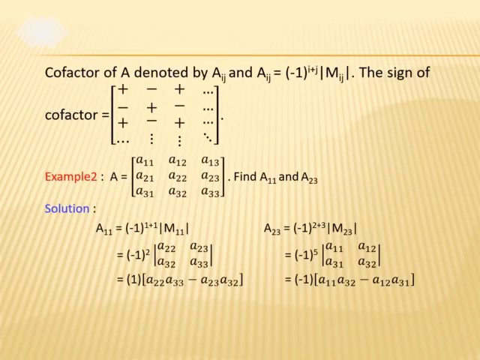Next is cofactor. Cofactor of A denoted by Aij. And Aij, you can find it by this formula. Negative 1 power I plus J Mij. M is the minor. The sign of cofactor, you can also use this sign.